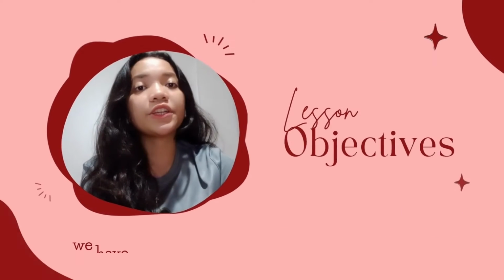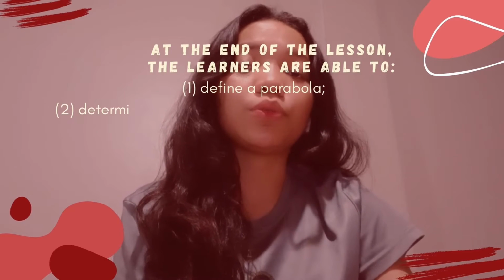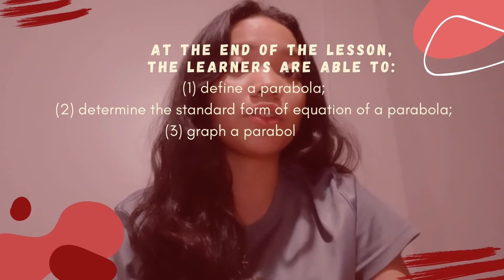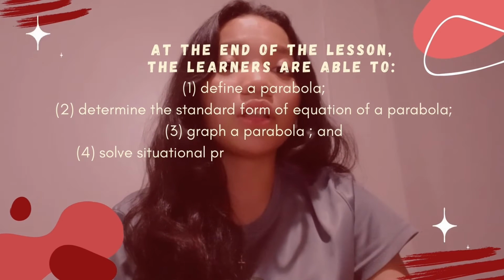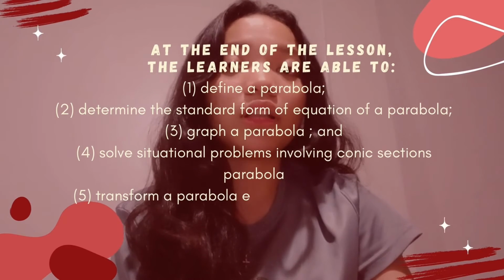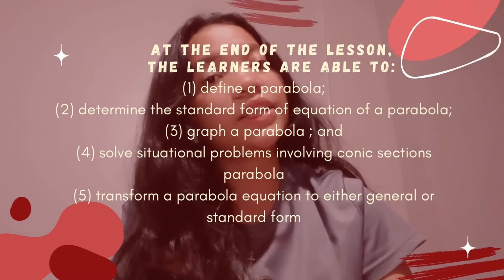We have a list of learning outcomes of the lesson. At the end of the lesson, the learners are able to define a parabola, determine the standard form of equation of parabola, graph a parabola, solve situational problems involving conic section parabola, and transform a parabola equation to either general or standard form.